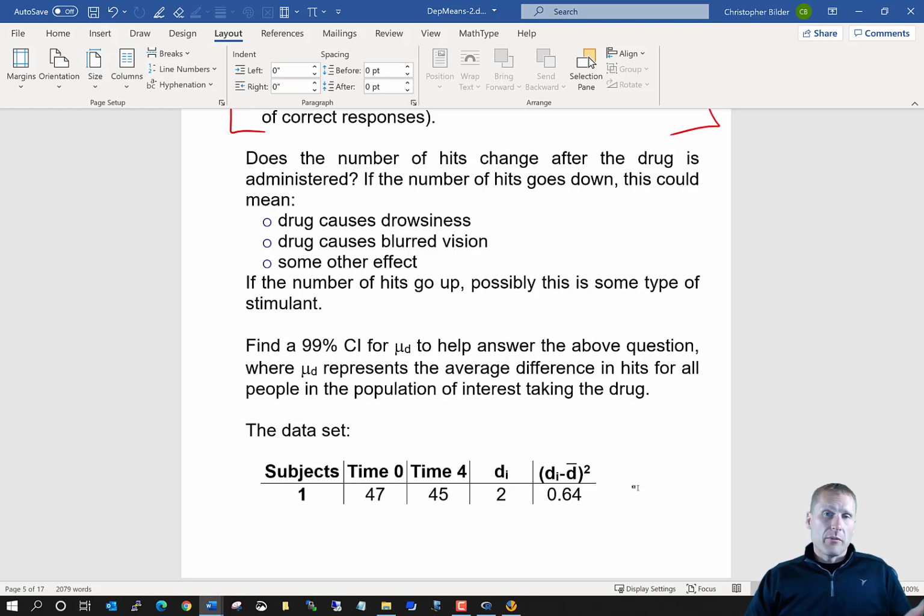Many pharmaceutical drugs have these kinds of effects where it might cause sleepiness. Well, if you're sleepy, you might not perform as well on this kind of test. Now, alternatively, this drug possibly could be some kind of stimulant that could help you be more alert and allow you to do better on the test.